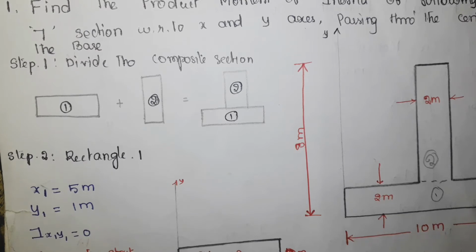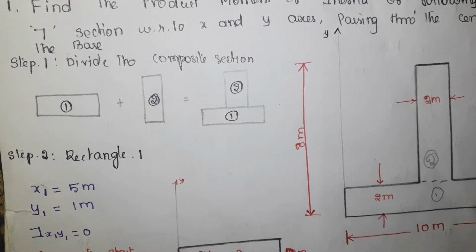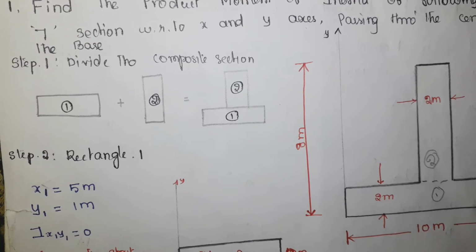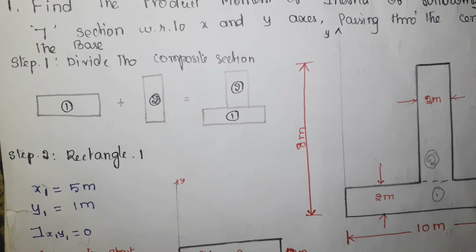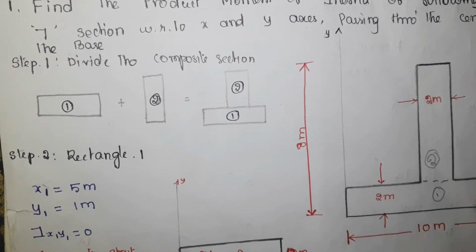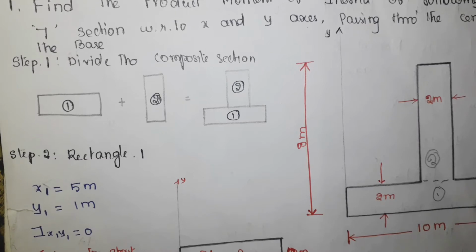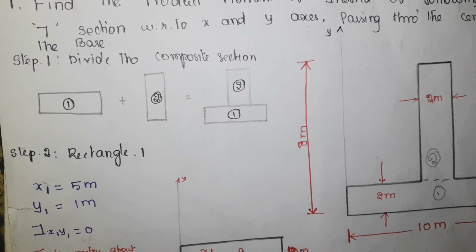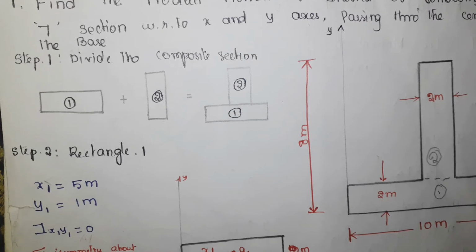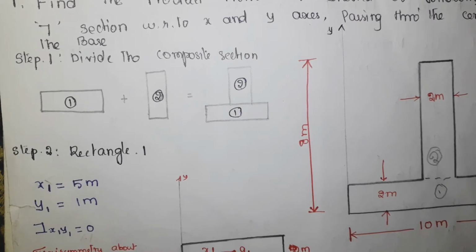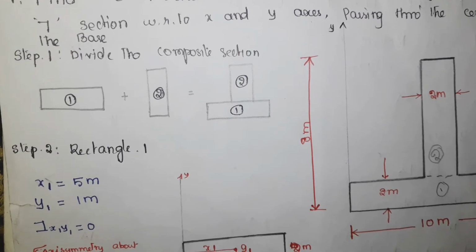The second discussion was that the product moment of inertia can be positive or negative or even zero, but the moment of inertia will always be positive. Then the next discussion is that for axis symmetrical sections, the product moment of inertia is zero. So these were the discussions in the last video. Now let us go to the problem.